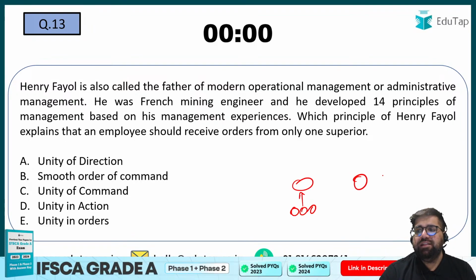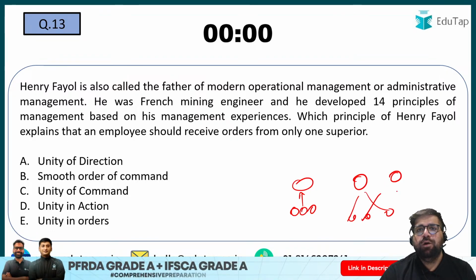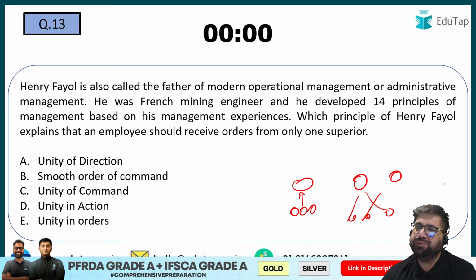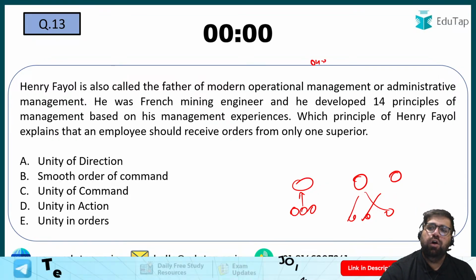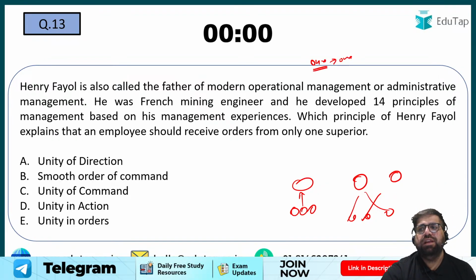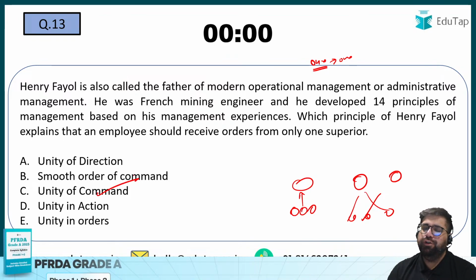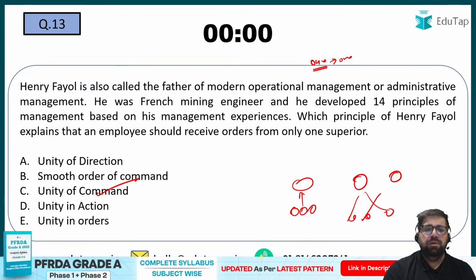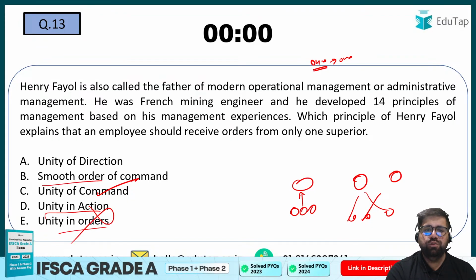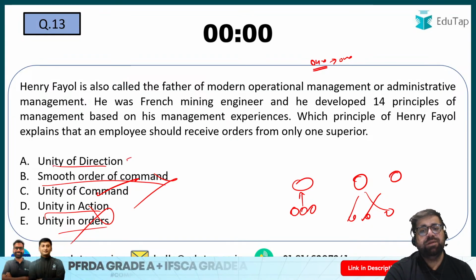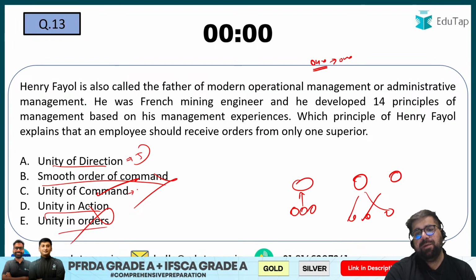It should not be that there are 2 superiors giving commands to the team of 3 people, or to a team of a higher number of people as well. So it's like one employee should have one boss only. So this principle was named what? Unity of command. Now don't get confused between unity and action and orders. These were just given to confuse you. Smooth order of command means nothing. Unity of direction, yes, this is principle number 5. Unity of command is principle number 4 of Henry Fayol.